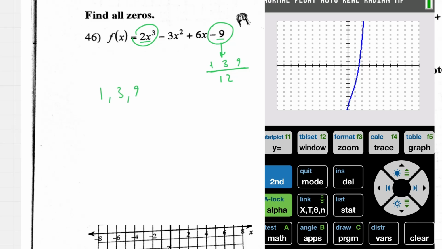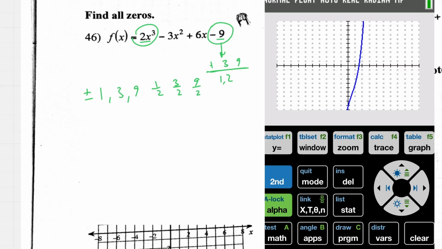And then I take those same numbers and divide them by the second possible denominator, 2. Let's see, 1 over 2, 3 over 2, and 9 over 2. And then it's plus or minus each of these. These are all the possible zeros. Plus or minus 1, plus or minus 3, and all those other ones. All right, now I'll go back and look at my calculator.